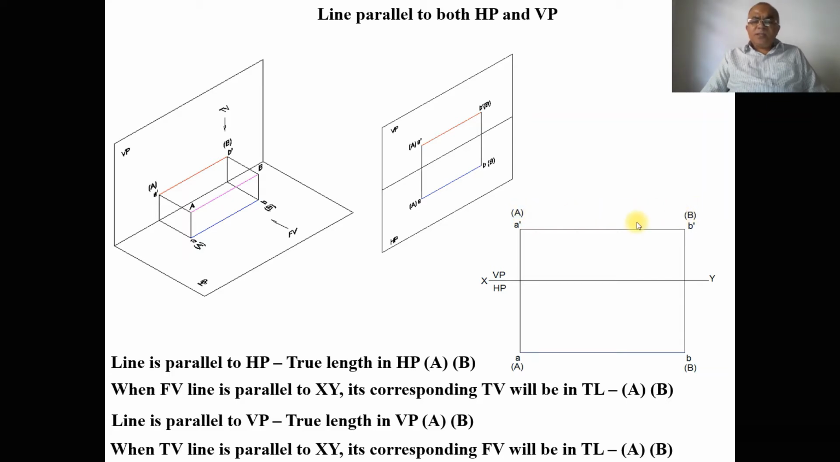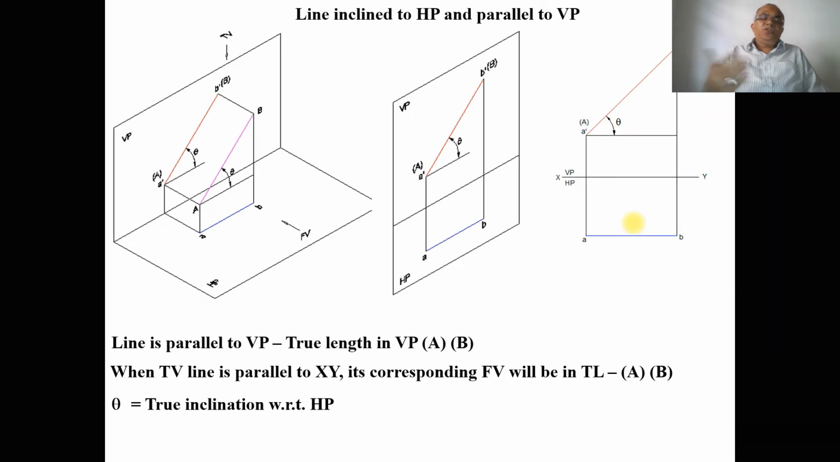So now, this is how we will be able to analyze the problem of a line which is parallel to both HP and VP. Now we will go to the next position, wherein the line is inclined to HP and parallel to VP. So if you consider the second position, now the line is inclined to HP. You can see capital A and capital B, which is a line inclined to the horizontal plane, and parallel to VP.